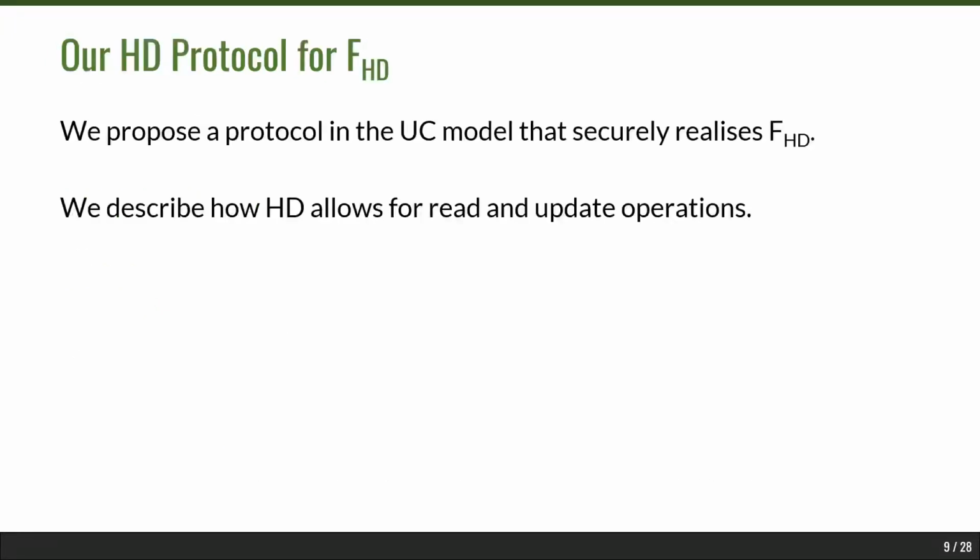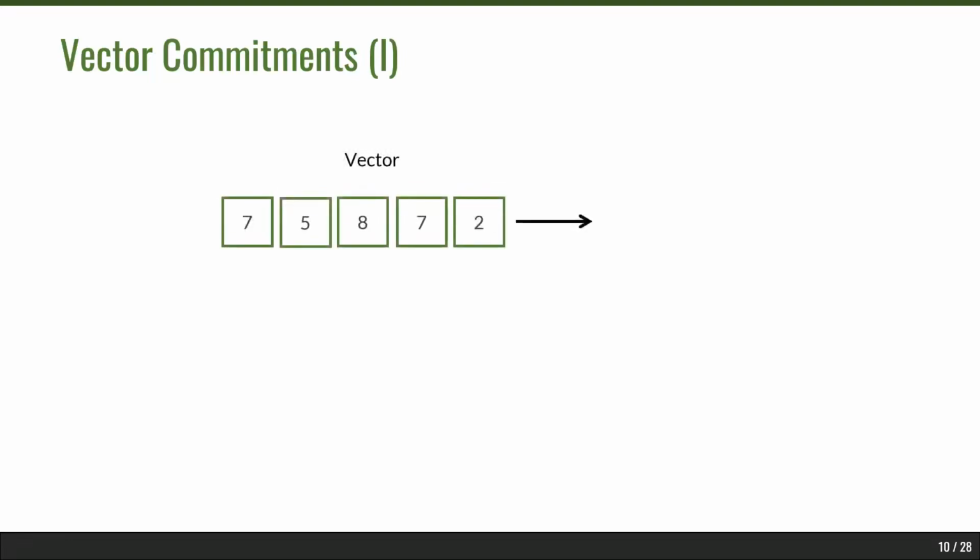We now propose a protocol in the Universal Composability Framework that securely realizes the ideal functionality for a hiding database that we've just seen. We will also describe how this construction allows for read and update operations. We use a vector commitment scheme to store databases in our protocol. A vector commitment scheme allows you to commit to a vector of values, and this vector commitment can then be opened to any position and value in the vector. And as every value in this vector is associated with a position value, we can use this vector to store a database of the form (i, v_i), where i represents positions and v_i represents values in the vector.